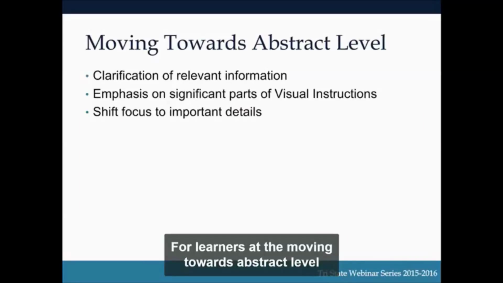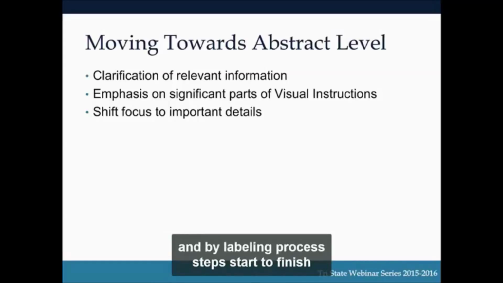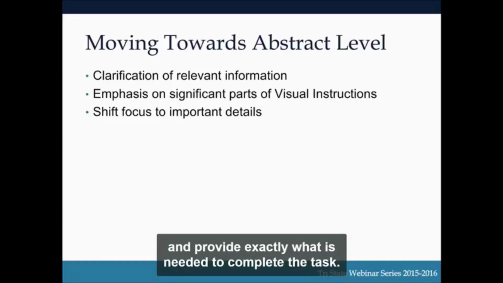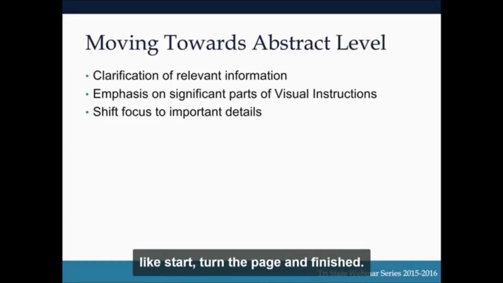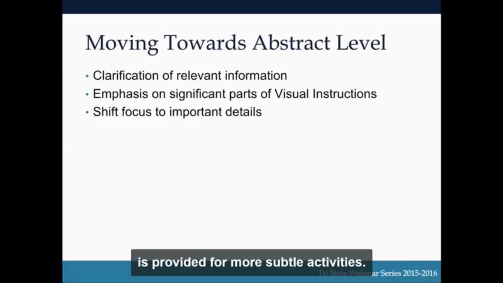For learners at the Moving Towards Abstract level, we clarify relevant information and key materials by limiting materials to only those needed in the task and by labeling process steps start to finish as part of the task. We remove unnecessary, irrelevant, or extra materials and provide exactly what is needed to complete the task. We also label the procedural components of tasks like start, turn the page, and finished. Emphasis on significant parts of visual instructions is provided for more subtle activities.